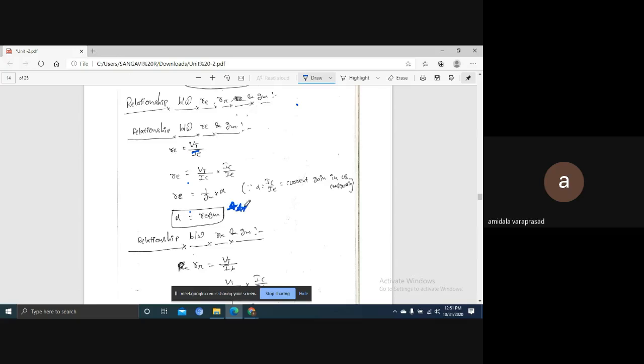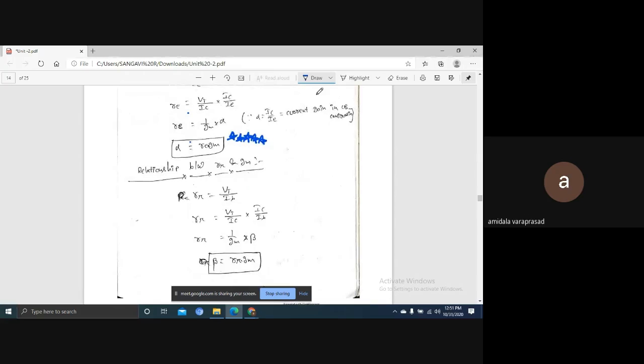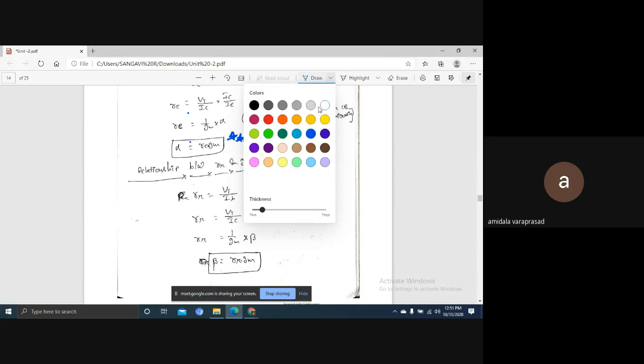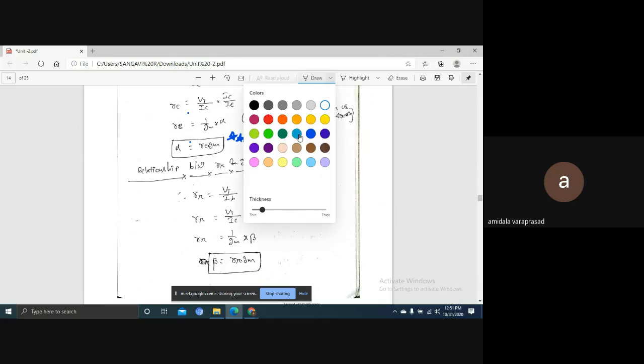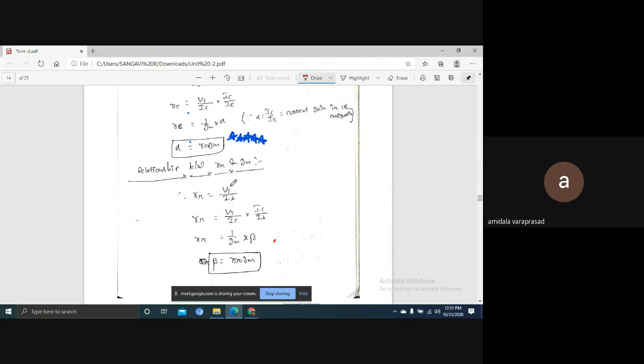Please keep in mind. Now relationship between R pi and GM. R pi is equal to VT by IB. I already said R pi occurs in the CE configuration, input junction. From R pi, you can multiply and divide with IC. Then VT by IC is nothing but 1 by GM, into beta. Beta is equal to R pi into GM. That's it. See here, alpha is equal to RE into GM, and beta is equal to R pi into GM.